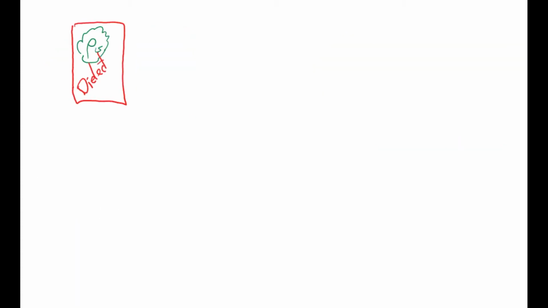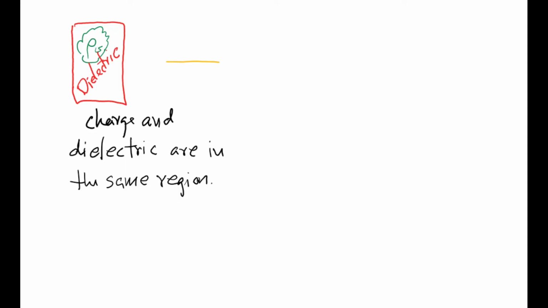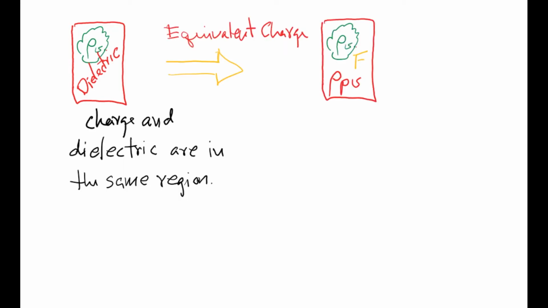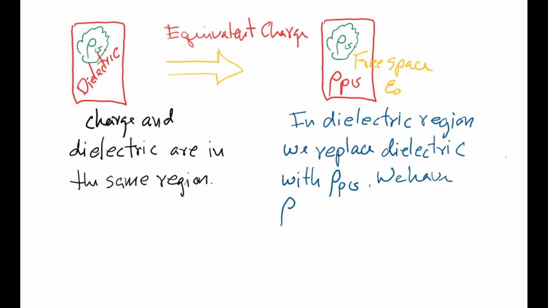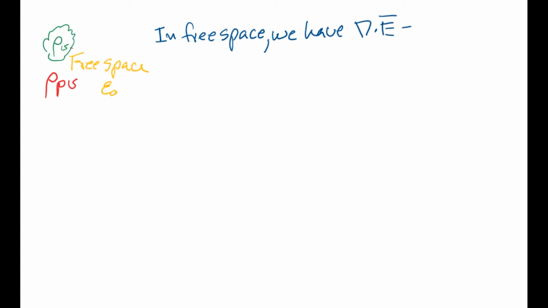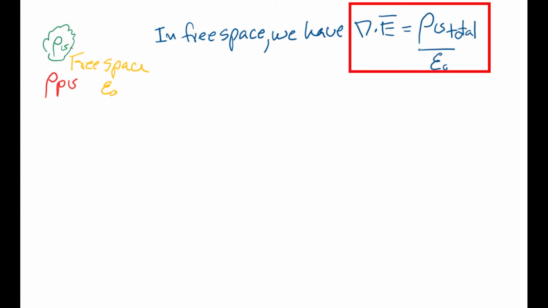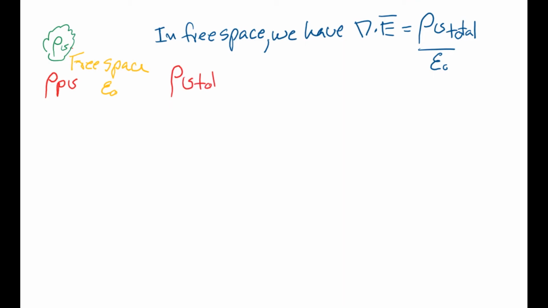Let's look at only the dielectric region, where charge exists, as shown here. The equivalent problem is this one. In the dielectric region, we replace the dielectric with rho sub PV. We have both charge rho sub V and equivalent charge rho sub PV in this region, which is now free space. In free space, the divergence of the electric field is the volume charge density divided by the permittivity of free space, as shown here. The total volume charge density is the sum of real charge and equivalent charge.